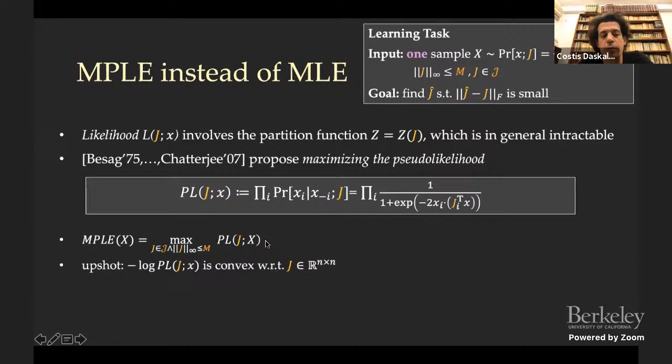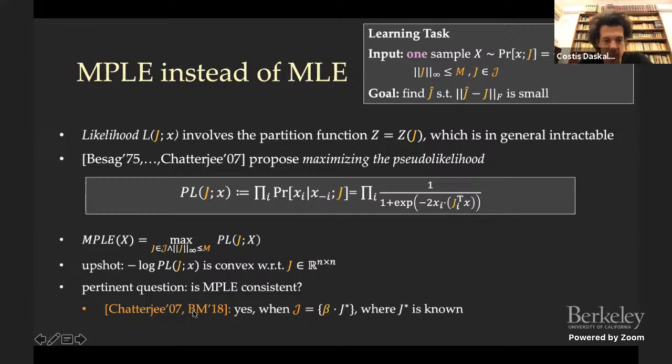But the pertinent question is, is it consistent? Is it going to give you the right thing? What Chatterjee and then Bhattacharya and Mukherjee showed is that the answer is yes when you know the matrix up to a constant factor and some extra properties that I already mentioned about well-behavedness of the partition function hold. But we're interested in the general case. So what can we say then? That's the main question.